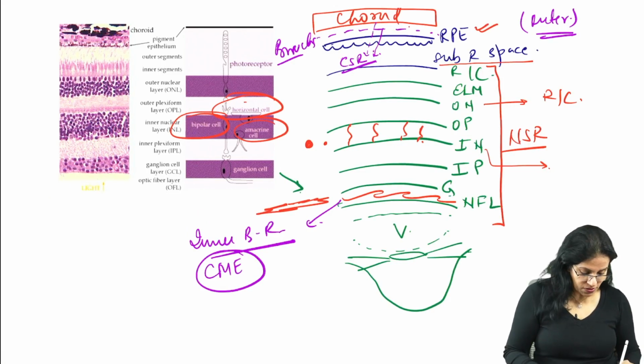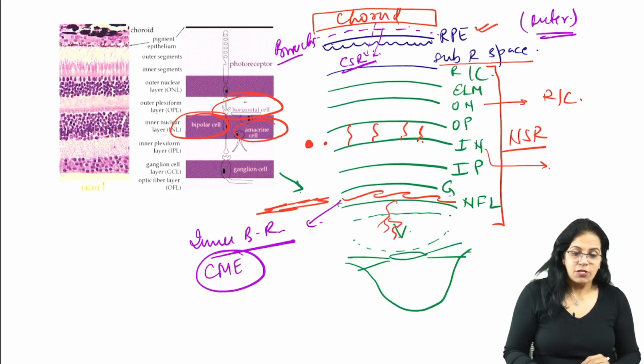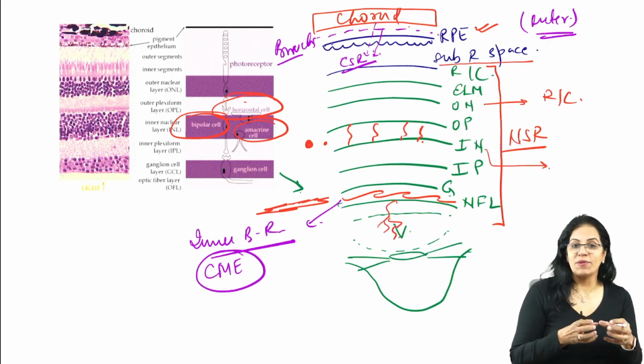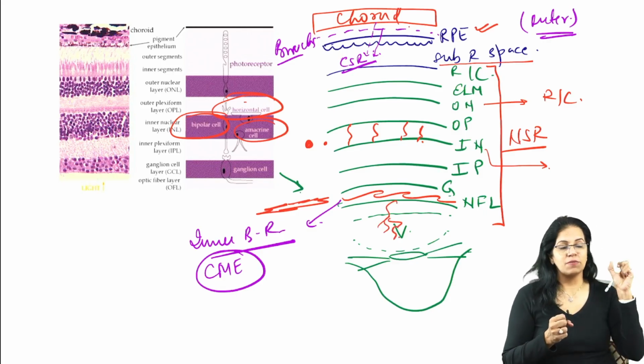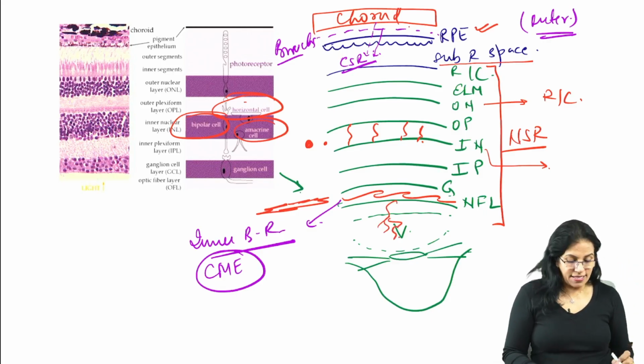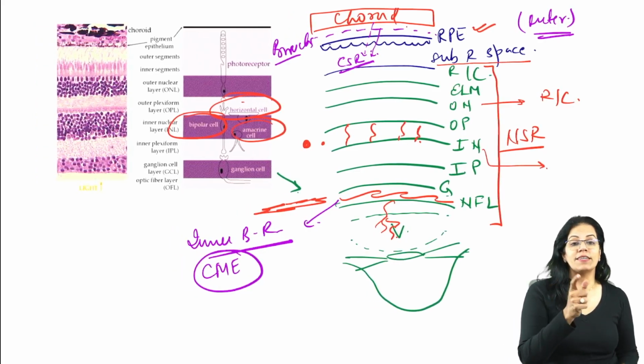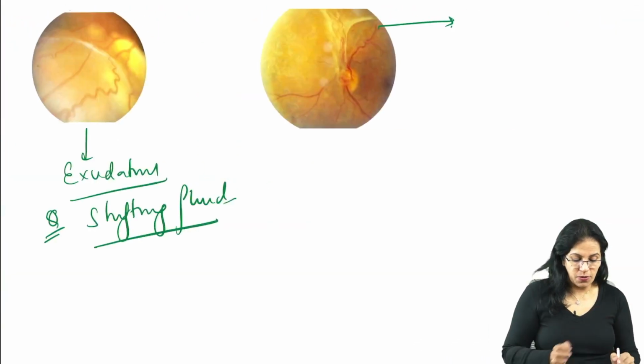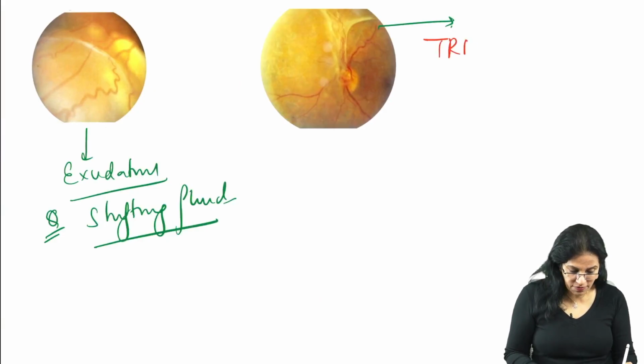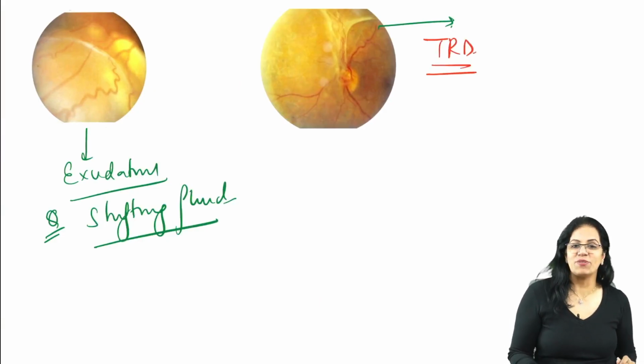Now this neovascularization, if you look here in this diagram, these are the tuft of vessels. These vessels are always accompanied with fibrous tissue, and when they contract, it pulls the retina, and this is the reason of one of the blinding complications, that is tractional retinal detachment. This is what you are looking at here. These are the traction bands, and we are talking about tractional retinal detachment.